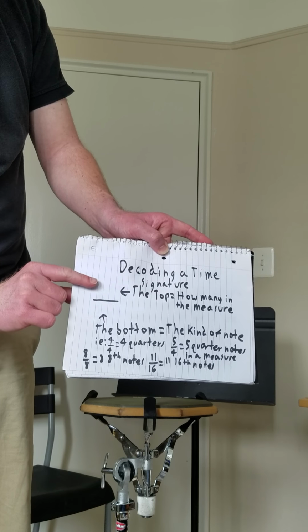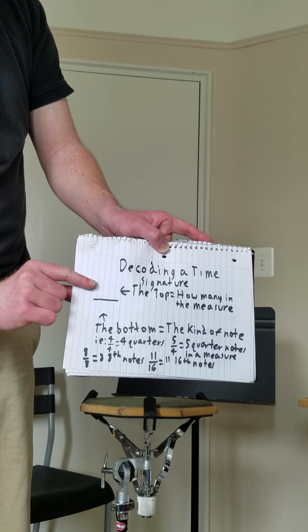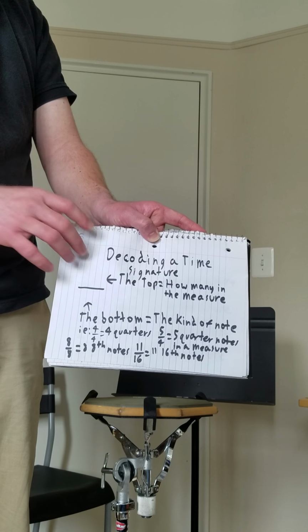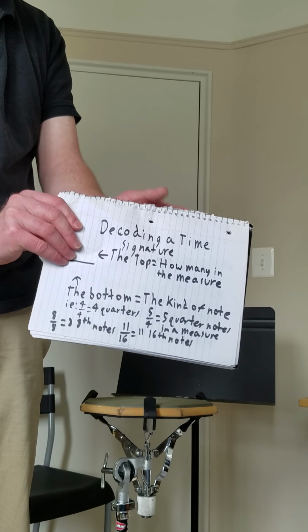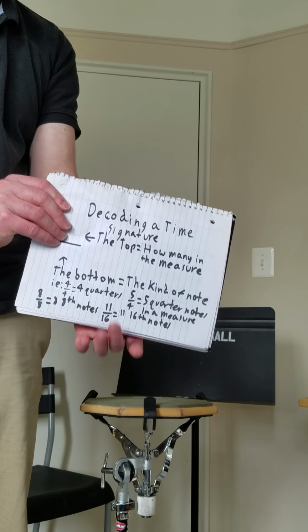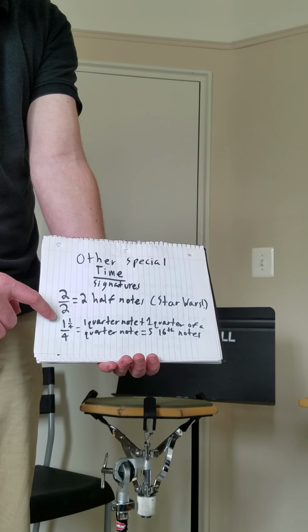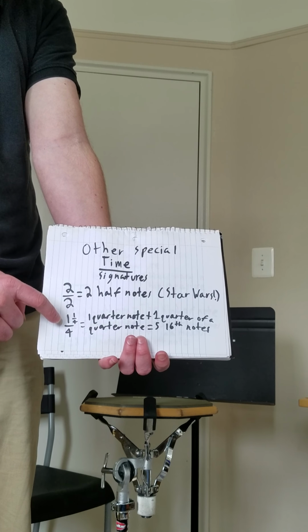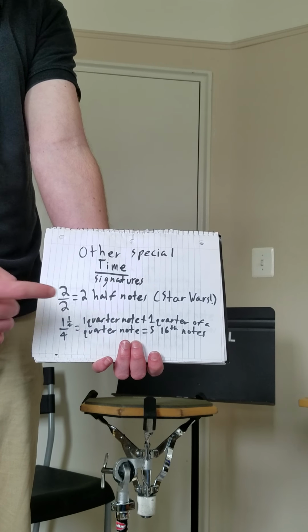So the kind of note and how many there are in the top. So 1/8 will be an eighth note. 1/4 is a quarter note worth. Not a quarter note, but there's a quarter note worth of beats in that measure. Sometimes my explanations are confusing, I'm aware of that. And then the other fun time signatures, 2/2 is 2 half notes in a measure, also known as the Star Wars. And 1 and 1/4 over 4 is a quarter note plus 1/4 of a quarter note over quarter notes.